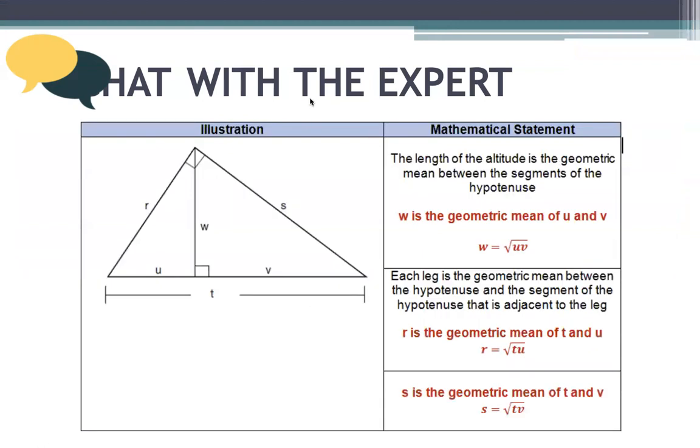So for example, in this illustration, we see that W is a geometric mean to U and V. Another, R is the geometric mean to T, that's the whole hypotenuse, and its segment, U. S, another leg, is a geometric mean to T and V.